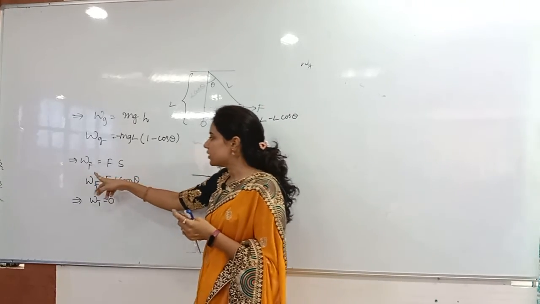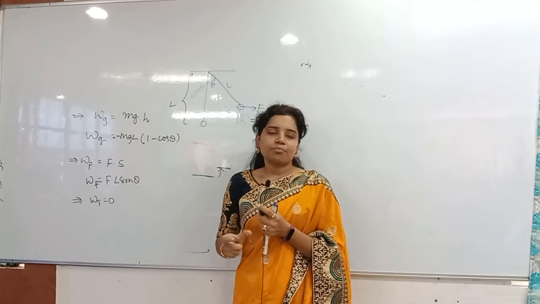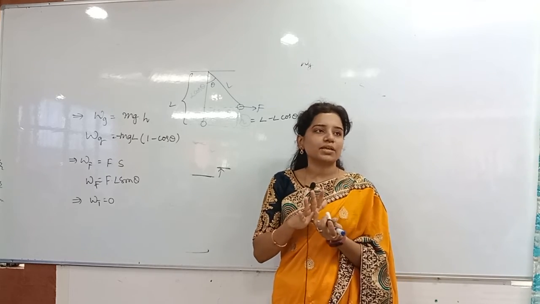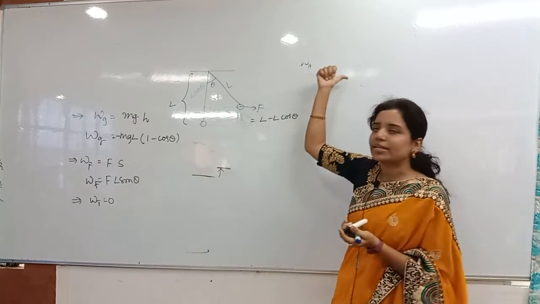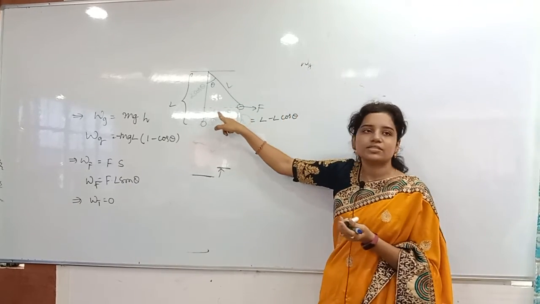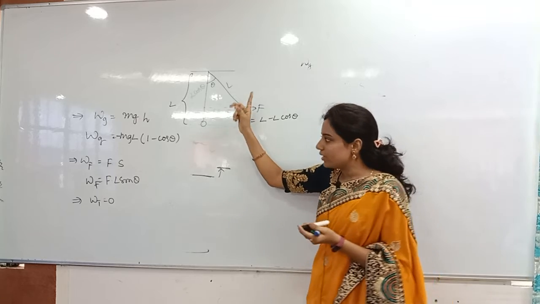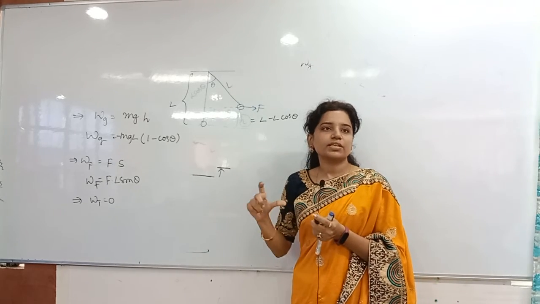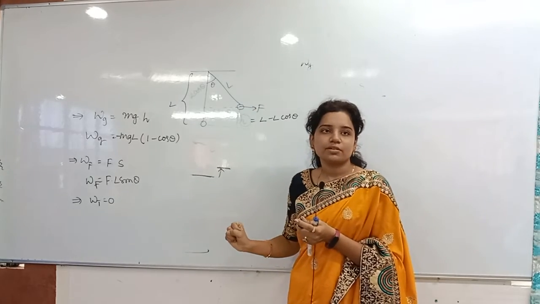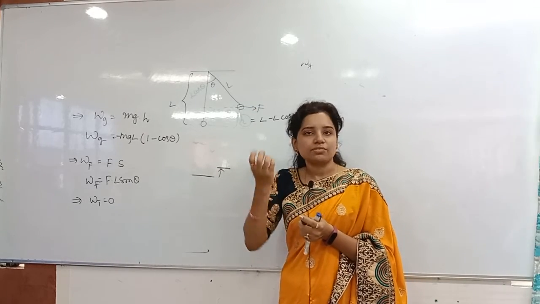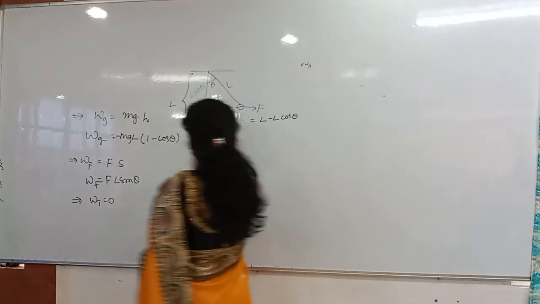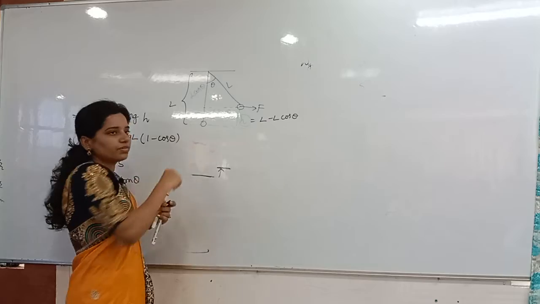Work done by the force is F into displacement. But while calculating the work done, I said that force and displacement should be in the same direction. So force in the horizontal direction, and displacement also in the horizontal direction only. How much is that? L sin theta. Then work done by the gravity. This one is a little bit difficult. Why? Because you have to take the vertical displacement, since gravity is acting in the vertically downward direction.